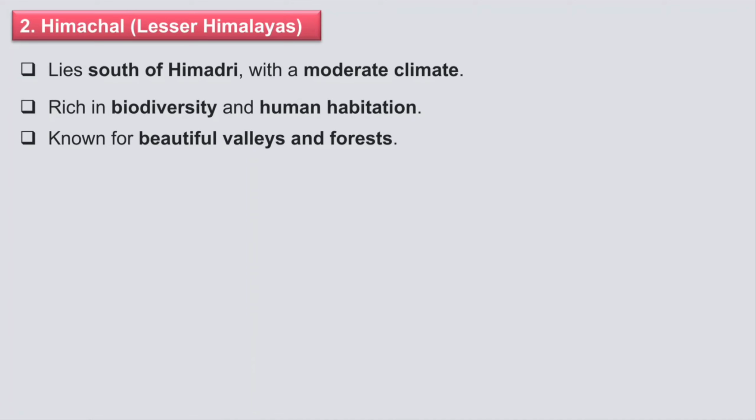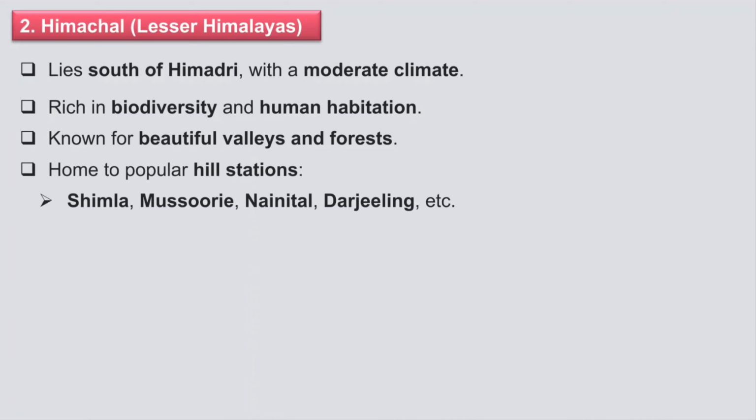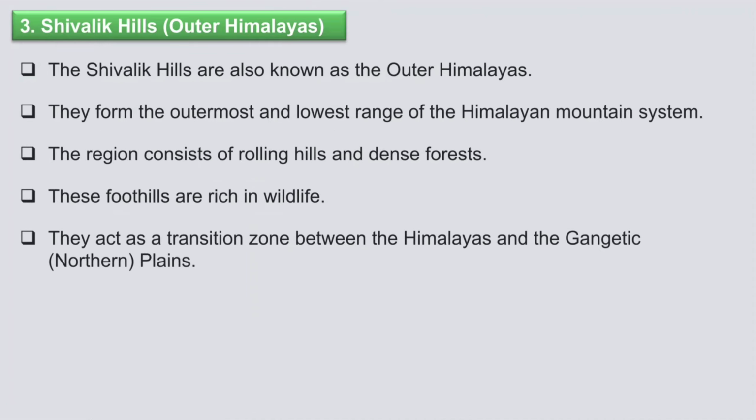So because of all those reasons, you will find human habitation over there, and it is known for so many beautiful valleys and forests, like home to very popular hill stations like Simla, Mussoorie, Nainital, Darjeeling, okay. And rich soil and rainfall support farming and tourism, and there is tourism as well. Farming is also possible because there is rainfall and the soil is also rich, it is fertile, okay. So that is why there are so many human habitations over there.